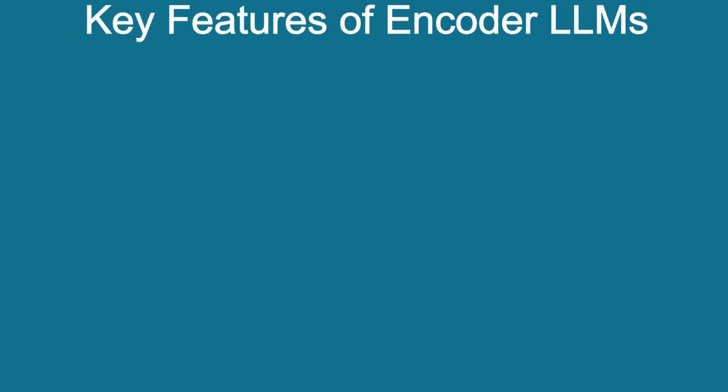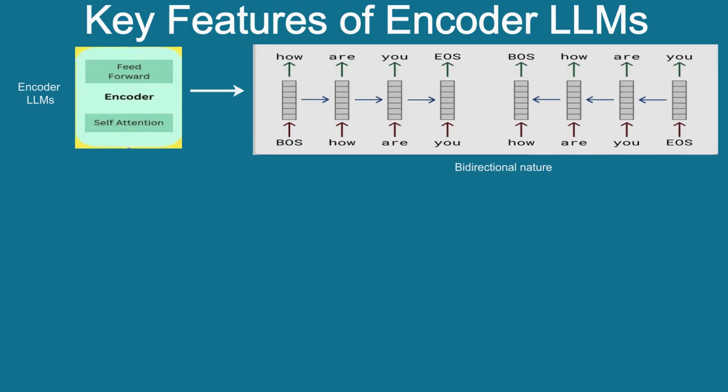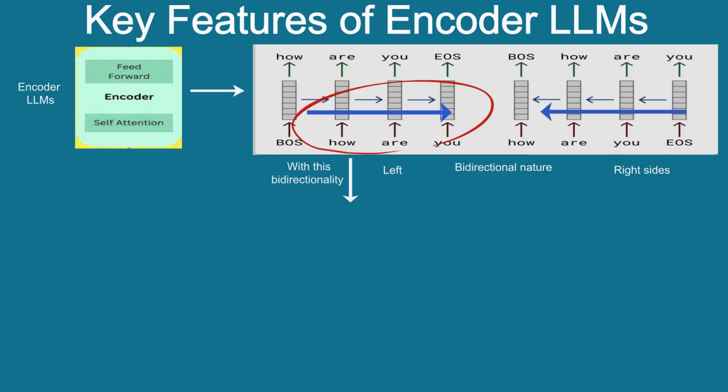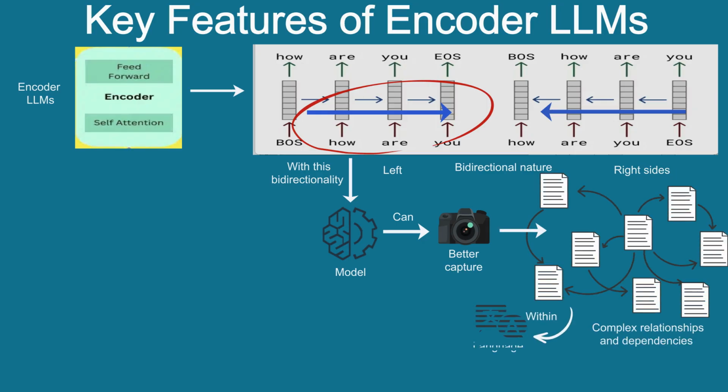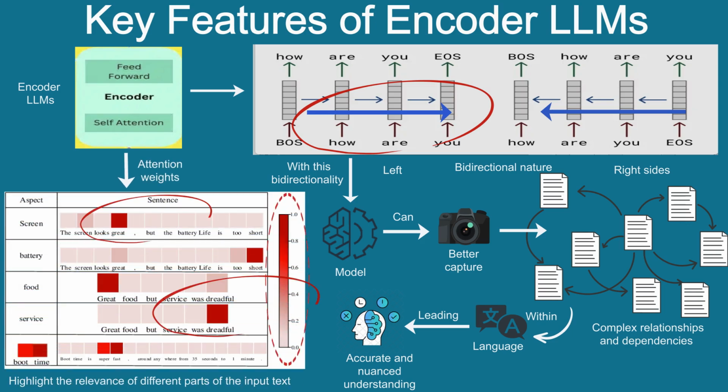Key features of encoder LLMs. One of the key features of encoder LLMs is their bidirectional nature, which they use to consider the context of a word or phrase from both the left and right sides. With this bidirectionality, the model can better capture the complex relationships and dependencies within language, leading to more accurate and nuanced understanding. Encoder LLMs also use attention weights, which highlight the relevance of different parts of the input text to the task at hand.